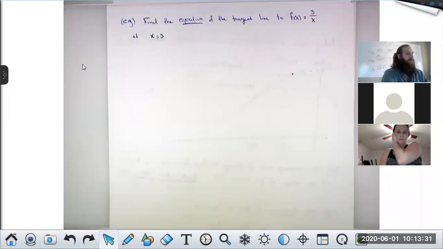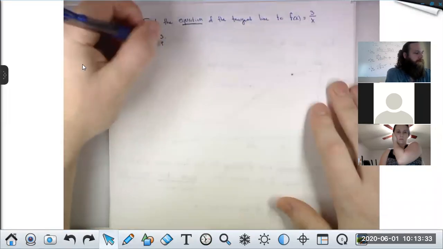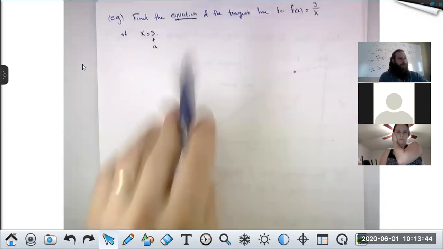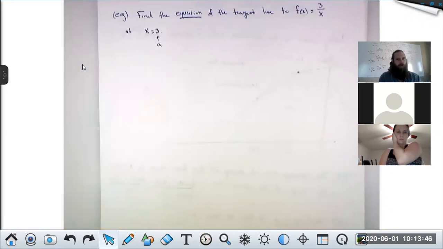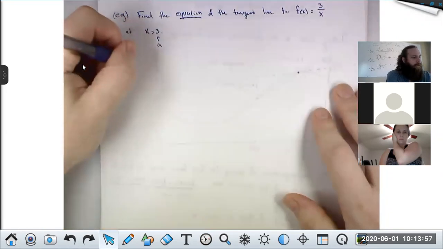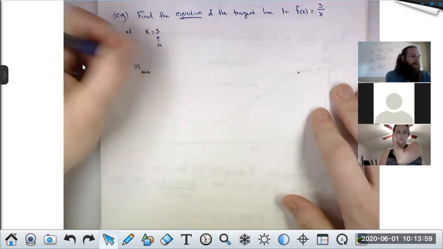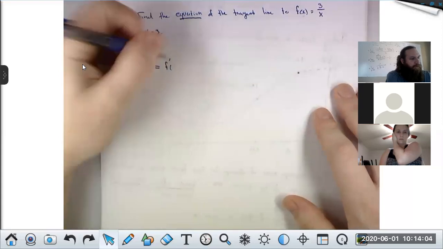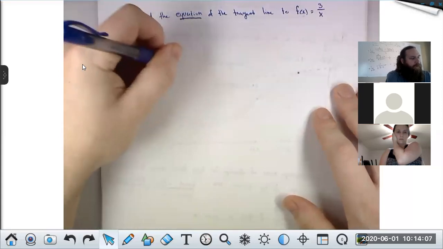So a here is this number. It's the place where we're trying to find the tangent line. And f is this function. And to find the equation of a tangent line, just like to find the equation of any line, I need two things. I need a point, and I need the slope. Let's find the slope of the tangent line. The usual notation for that is m tan, and it's f prime of a, which is 3.